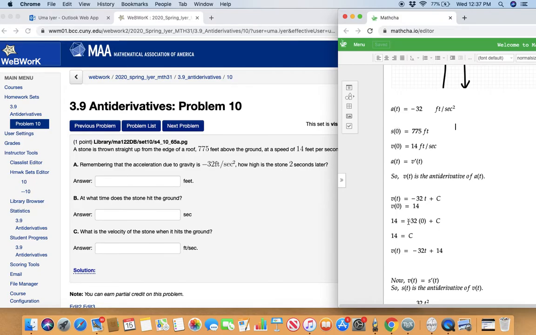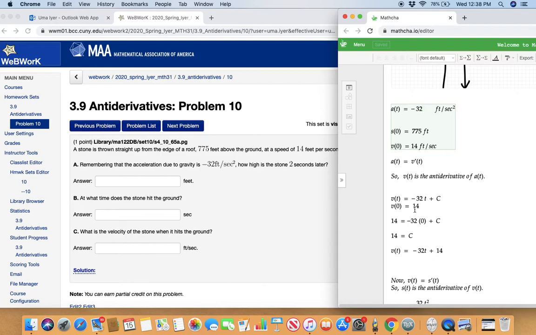So what do we have? Velocity is negative 32t plus a constant. Remember, if you have no t power, that means the power is 0. So t to the first power is what you get, divided by 1. Now, that C tells me I have a general antiderivative. I need a general antiderivative because I'm given some information here.